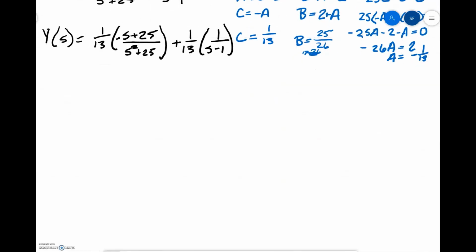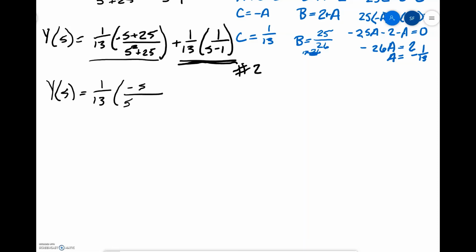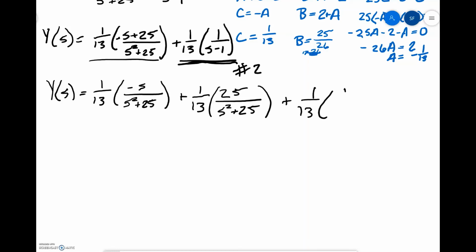Okay, let's take a look at these. Looking at our chart, this one isn't too bad. That's going to be number 2. But this one, I don't have an s plus something, do I? No, not really, but I can break this one into two fractions. So I've got now a negative s over s squared plus 25, and I can also break that into 1/13 25 over s squared plus 25, plus my 1/13 1 over s minus 1. So again, this is number 2.